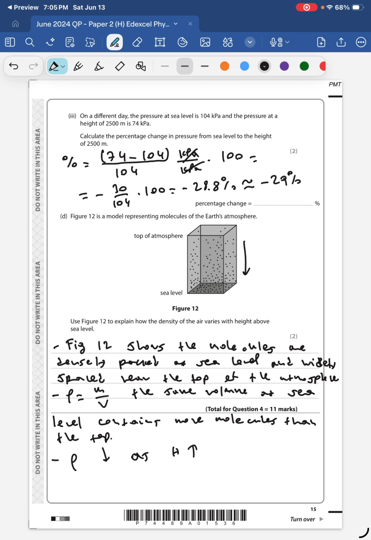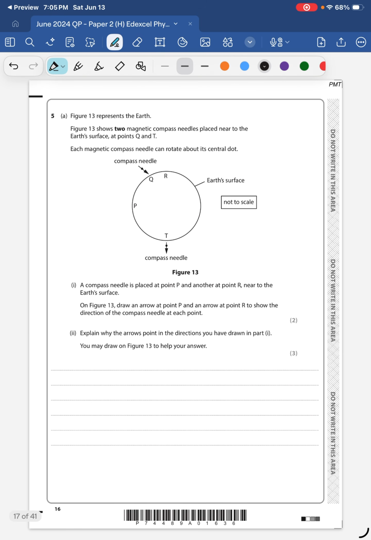Okay, so let's move on to the next question. This has been an interesting test. It contains things that I don't think about too often, if that makes sense. So let's move on. Okay, question 5.